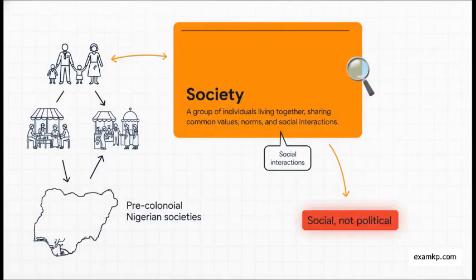Now, let's talk about society. This is a much broader concept. It's really all about people and how they interact. Families, communities, markets, that sort of thing. The key thing to remember is that a society can totally exist without a formal state. Just think about many pre-colonial Nigerian societies. They were absolutely societies, but they weren't states in the modern sense.